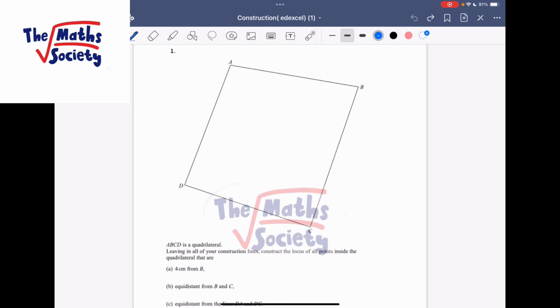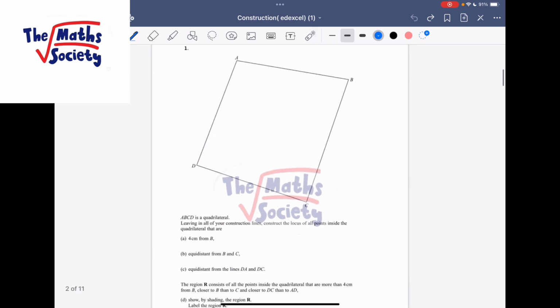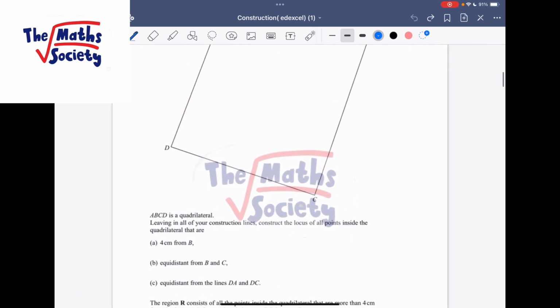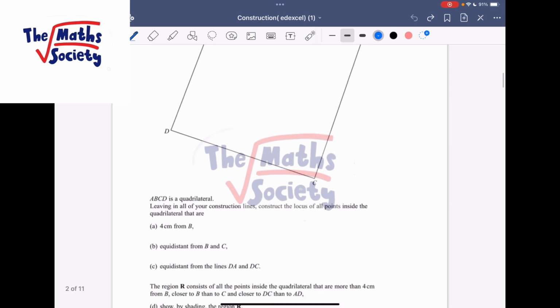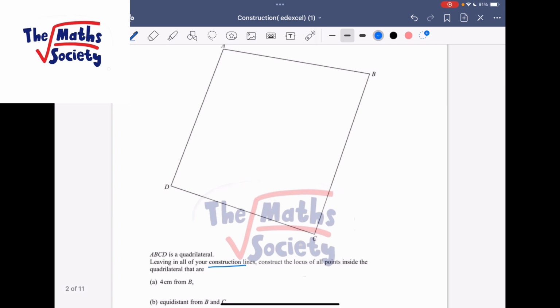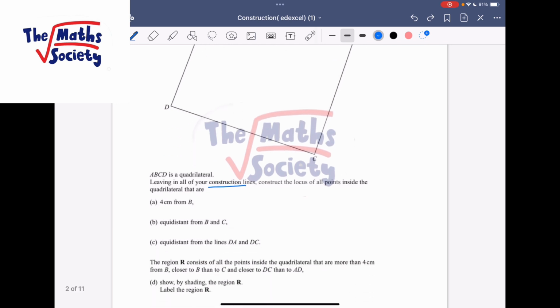So let's get started with question 1. In question 1, it says that ABCD is a quadrilateral. We can say that it is given. Leaving in all your construction lines, construct the locus of all the points inside the quadrilateral that are. So basically, in these kinds of questions, they will ask you to leave in all your construction lines, which is basically drawing those marking places, and whatever draft or points that you made, you've got to leave them in just to make sure that you get the point.